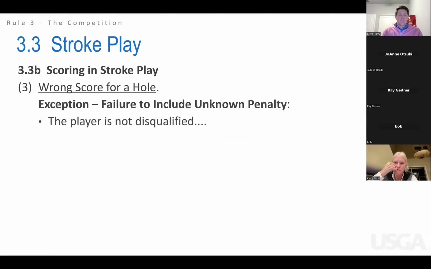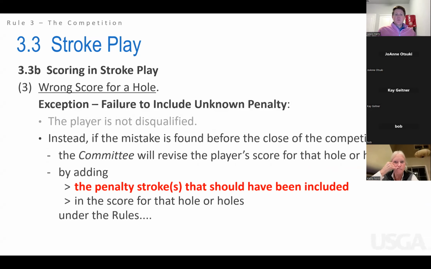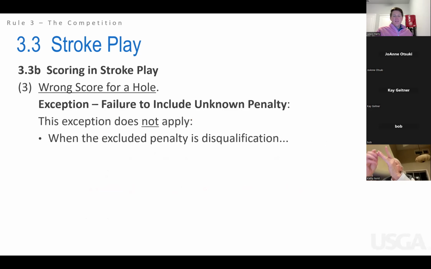What's going to happen is, if that mistake is found, we're just going to include those penalty strokes that should have been included. We're just going to revise your score, include the penalty strokes that we did get that we didn't know about, and we're going to move on.